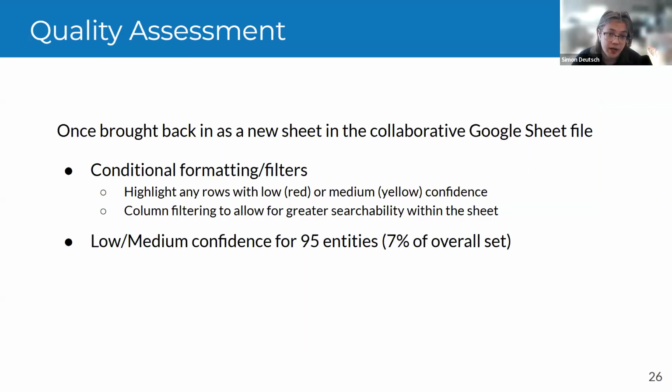And then finally, when I brought the CSV back into the original Google Sheet, I applied some conditional formatting so the results could be parsed easier. Any columns that had low or medium confidence, I highlighted red and yellow respectively. And then I also added filters to the columns so that the resources could be searchable by vendor or resource name. And at that point, that's pretty much where my work ended on the project. And I handed it back to Greg and Anne.